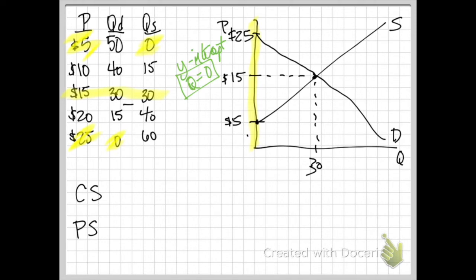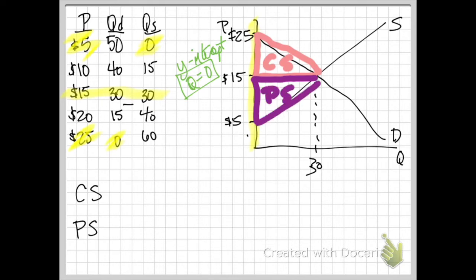So hopefully, now that I have drawn this out for you guys, you can more clearly see where consumer and producer surplus is. But just in case, remember, consumer surplus starts at the equilibrium price and goes up to the demand curve. So this pink triangle represents consumer surplus. For producer surplus, we start at the equilibrium price and we go down to the supply curve. So this purple triangle is producer surplus.